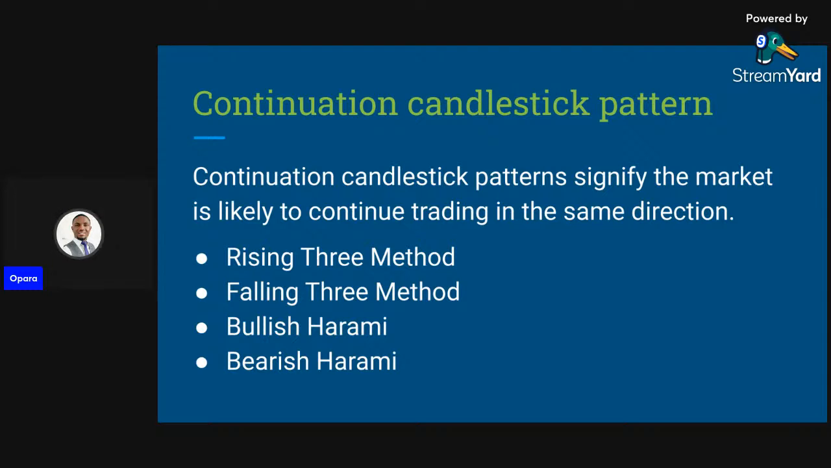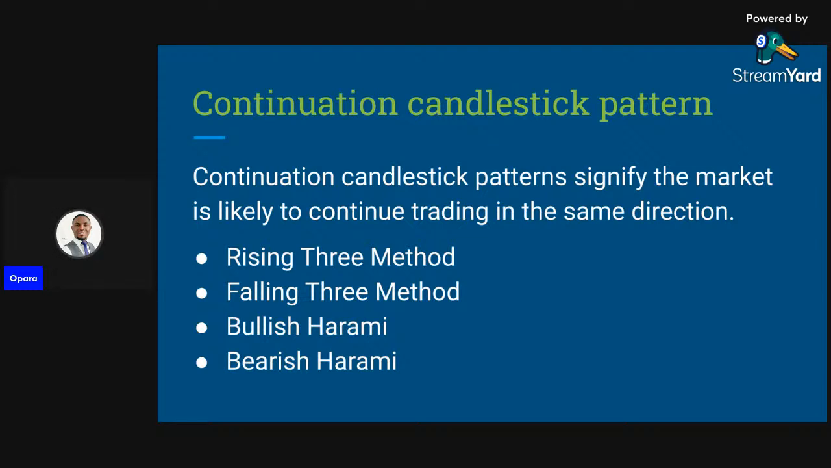Just like the name implies, a continuation candlestick pattern simply signifies the market is likely to continue trading in the same direction. Let us assume that the market is trending. The moment you observe that the market is trending upward, and then you discover a continuation candlestick pattern forming, it means that the market is most likely going to continue going upward.